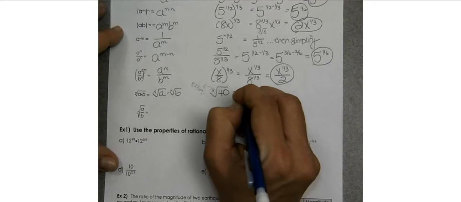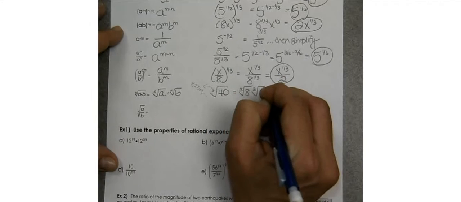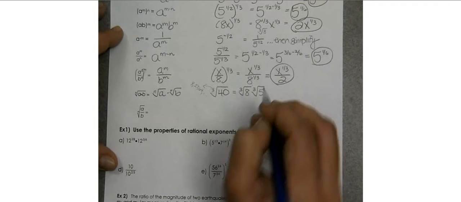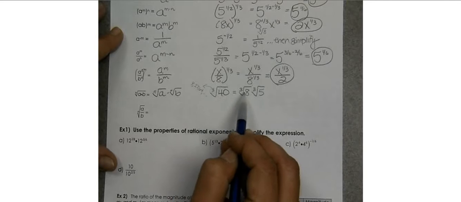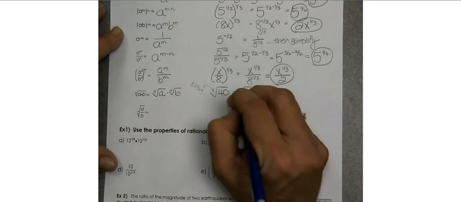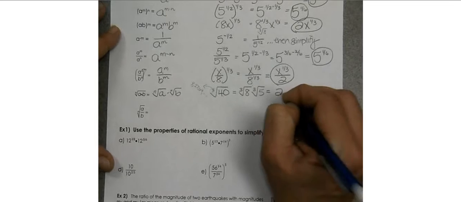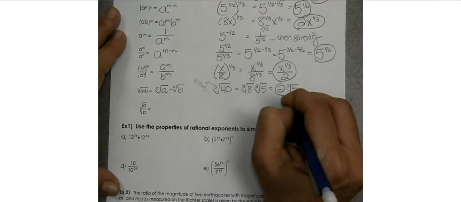So we're going to think about writing this as the cube root of 8 times 5, that's 40. So we're going to break this cube root of 40 down into the cube root of 8 times the cube root of 5. And the cube root of 8 is 2. That's why we chose 8. And the cube root of 5 has no other cube roots in it, so it's stuck under the radical.